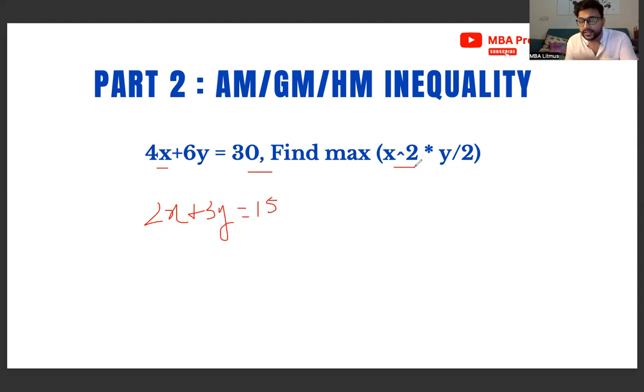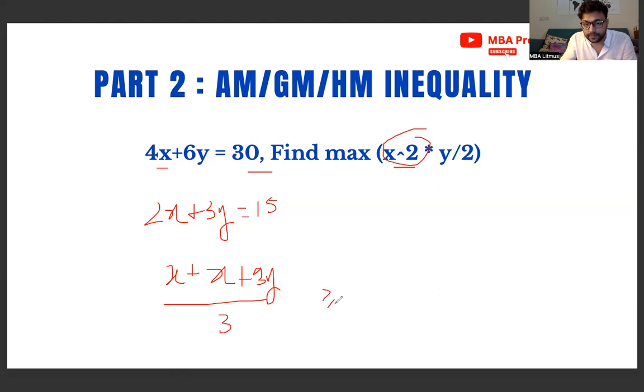So how do I convert it into this number? For example, let's say I take this as x plus 3y. I take three numbers here, x, x and 3y. Why did I take it like this? Because I know I have to multiply x and x on the other side, because I have to get an x square here, right? So (x plus x plus 3y) divided by 3, okay? Because there are three numbers, is greater than or equal to (x into x into 3y) raised to the power 1 by 3.